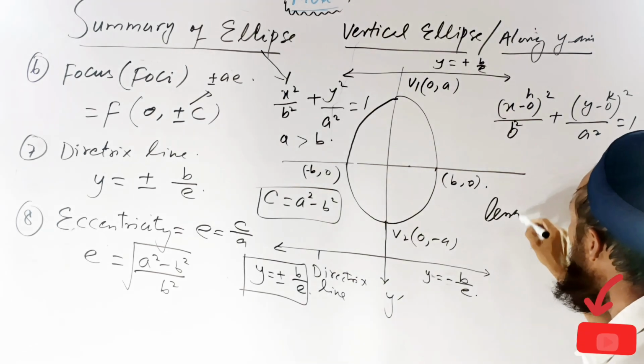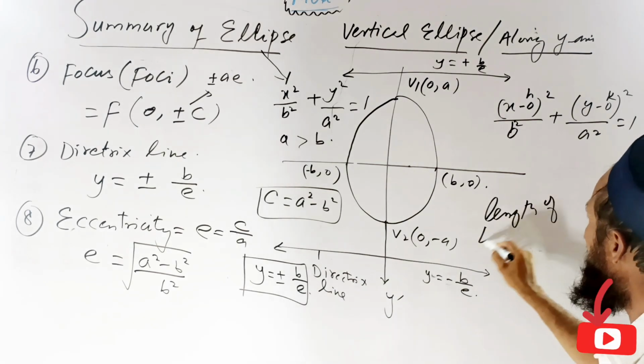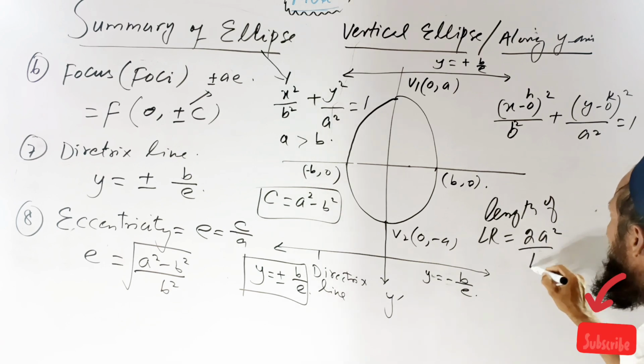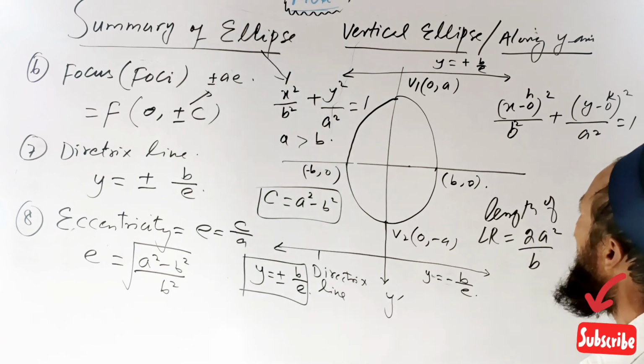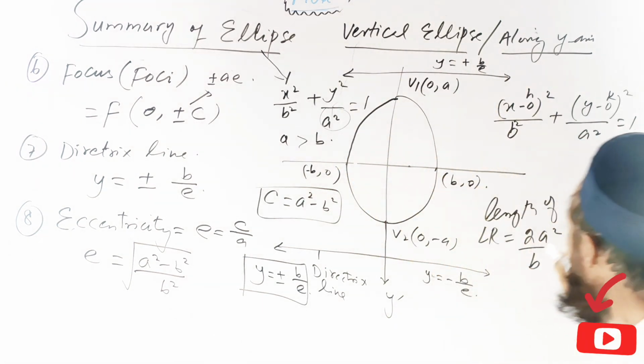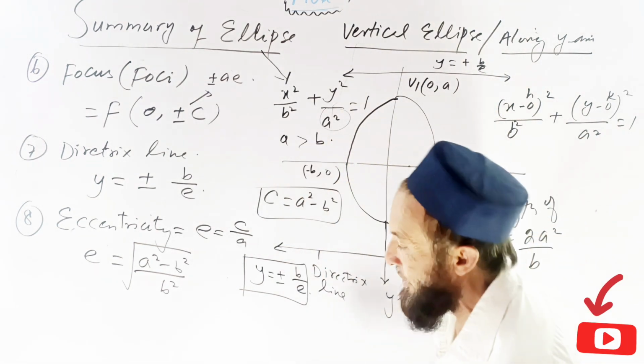the length of latus rectum is 2b square divided by a. We take it along the y-axis, 2b square divided by the value of a.